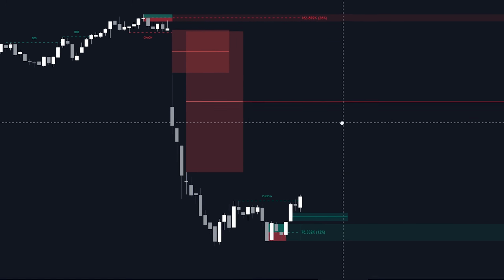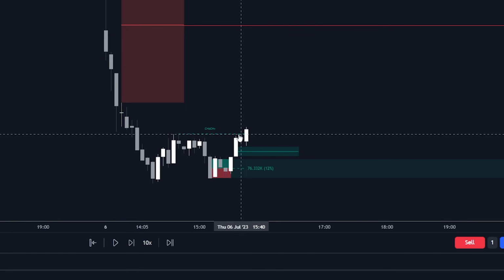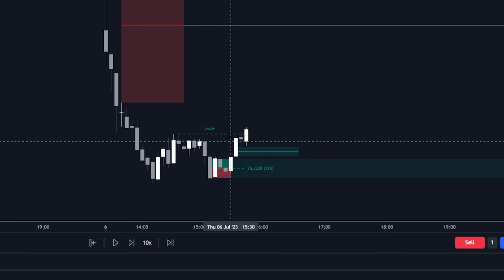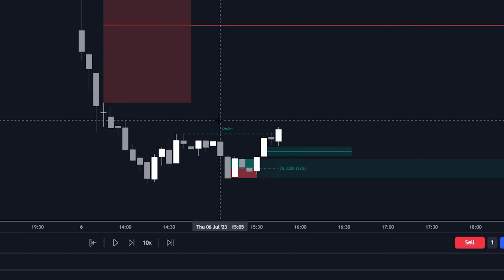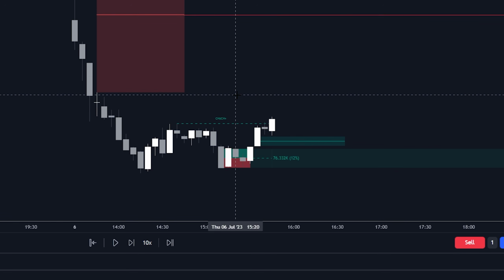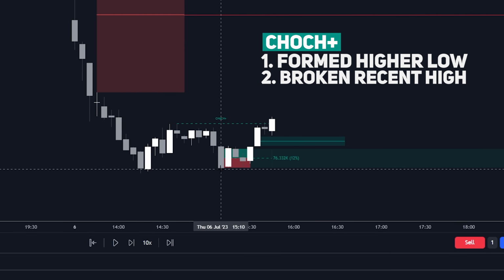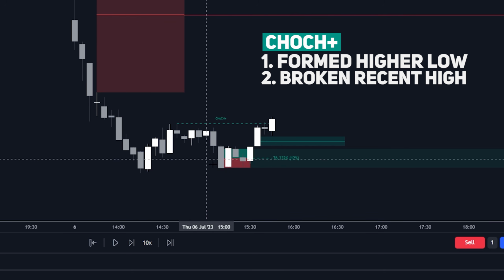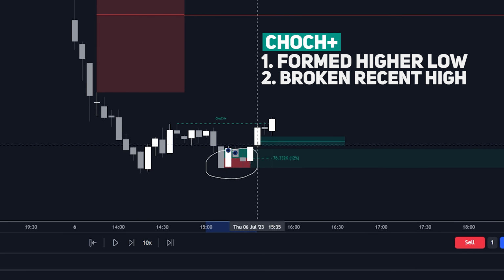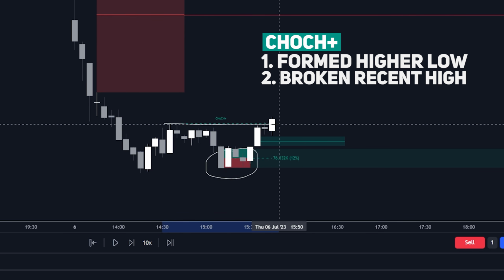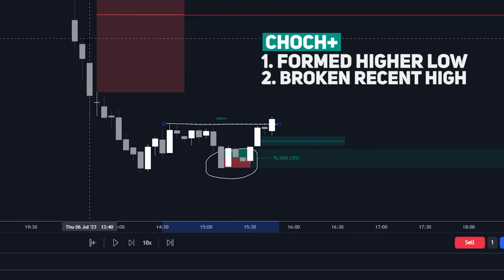Okay, so right now I've put it on to the very moment that this change of character was confirmed. And with a change of character label, you do not want to treat this as a reversal that is going to immediately occur. Of course, we have the labeling here as change of character plus, which is considering this as a more confirmed reversal signal. And the methodology there is that we've already formed a higher low right here as a part of the market structure, and now we have broken the most recent highs as a part of this impulse down.